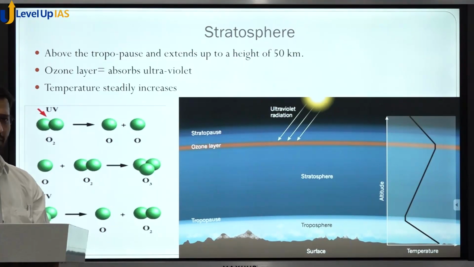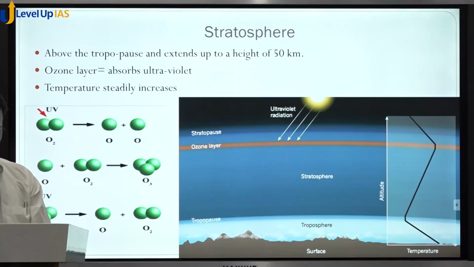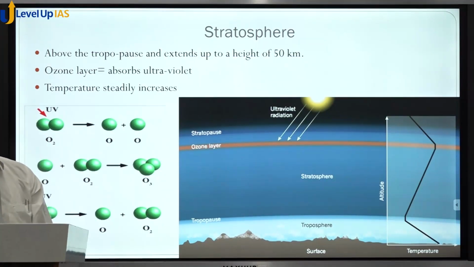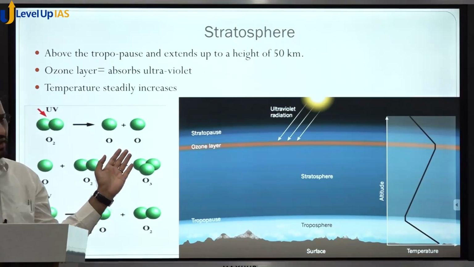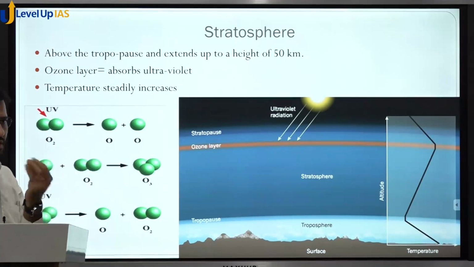Okay, plants won't be able to survive, animals won't be able to survive. Okay, so the stratosphere contains ozone, so that's why once you enter the stratosphere, as you move upward, temperature increases. So the lapse rate is different in the stratosphere compared to the troposphere. So you can see the reaction, how ozone is formed. Ozone is nothing but 3 atoms of oxygen together.